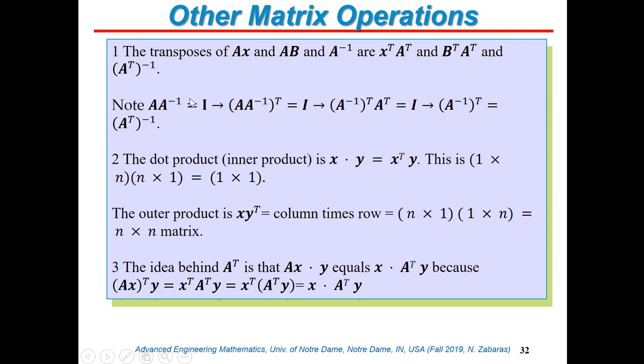If A inverse is the inverse of A, so A A inverse equals the identity, take the transpose of that, still the identity. The transpose of the product is A inverse transpose times A transpose. So immediately, from this equation, you can see that the transpose of A inverse is really the inverse of A transpose, because their product is equal to the identity, right? So we are done. We proved what we needed to prove.